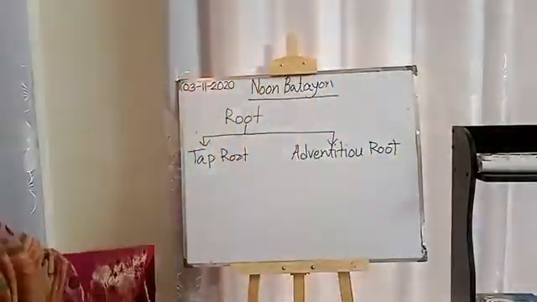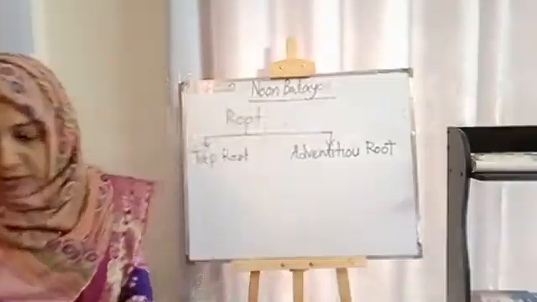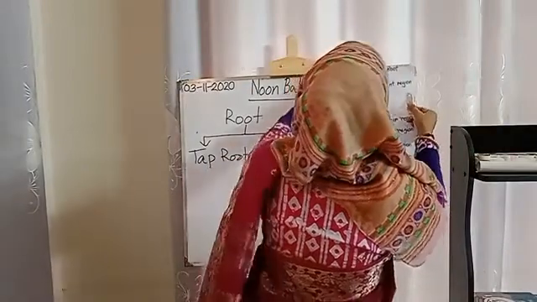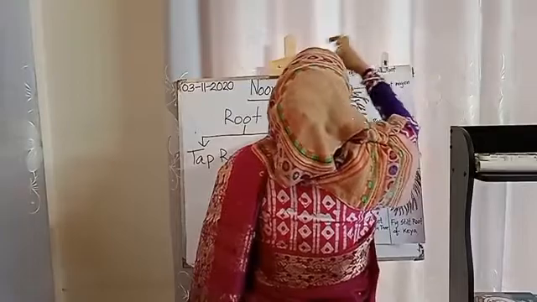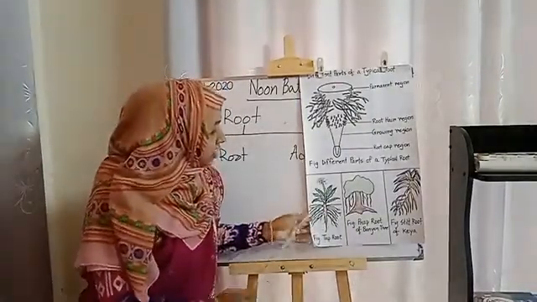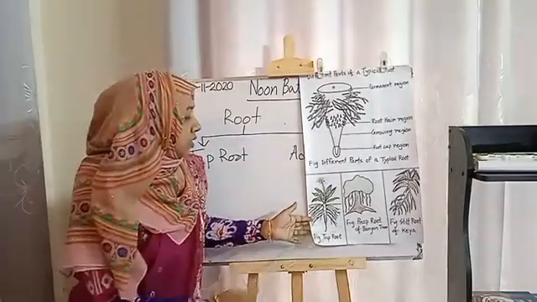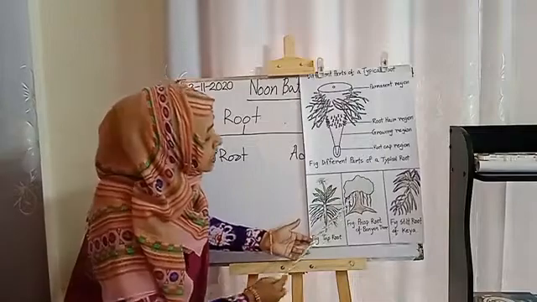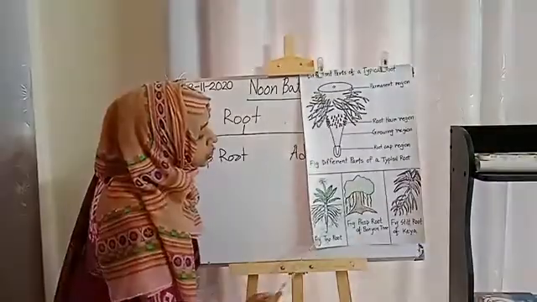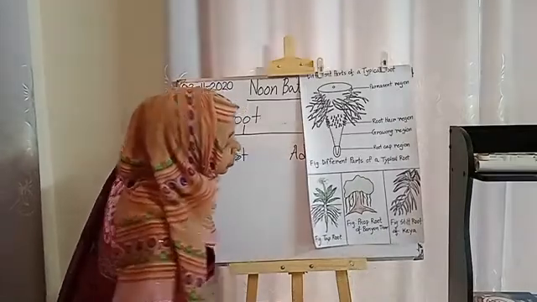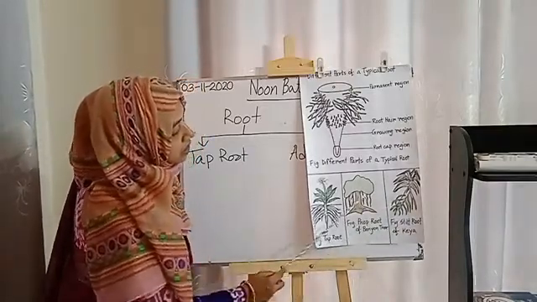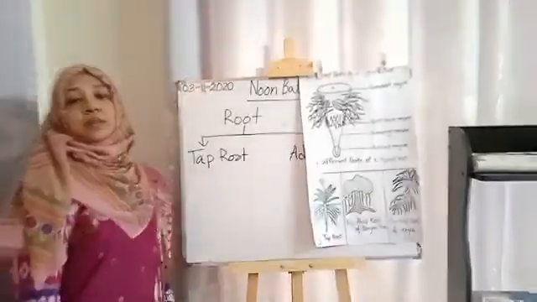Now we are observing taproot and adventitious root. I hope in upper class you will learn about adventitious root elaborately. Now we are going to learn in brief. This is the taproot and this is under the soil, and these are adventitious roots, prop roots of a banyan tree, and these are stilt roots of keora, which originate from the stem of a plant, not from the radicle of a seed.